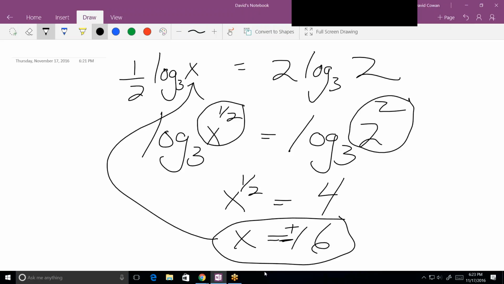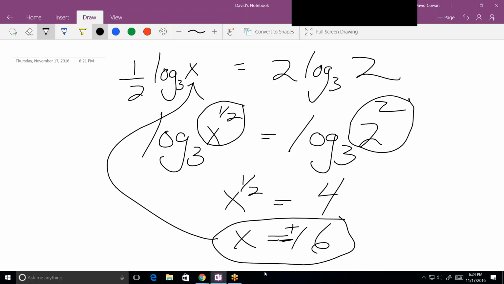So typically, log equations, whenever you produce two answers, check both of them. Almost invariably, one of them will violate the domain and needs to be thrown out. In other words, you end up with a lot of extraneous solutions when you're solving log equations.